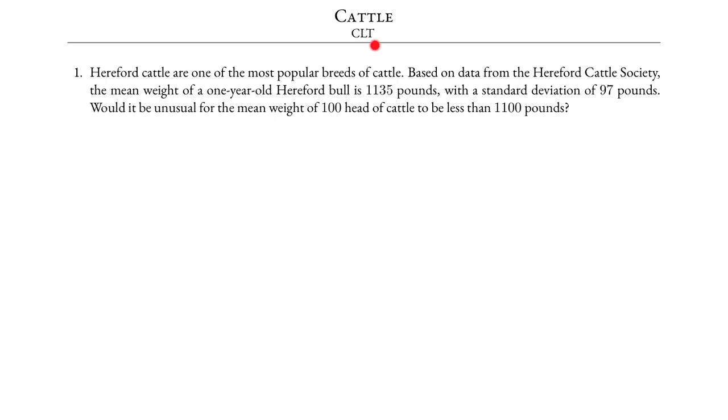Cattle. Central limit theorem. Hereford cattle are one of the most popular breeds of cattle. Based on data from the Hereford Cattle Society, the mean weight of a 1-year-old Hereford bull is 1135 pounds, with a standard deviation of 97 pounds. Would it be unusual for the mean weight of 100 head of cattle to be less than 1100 pounds?